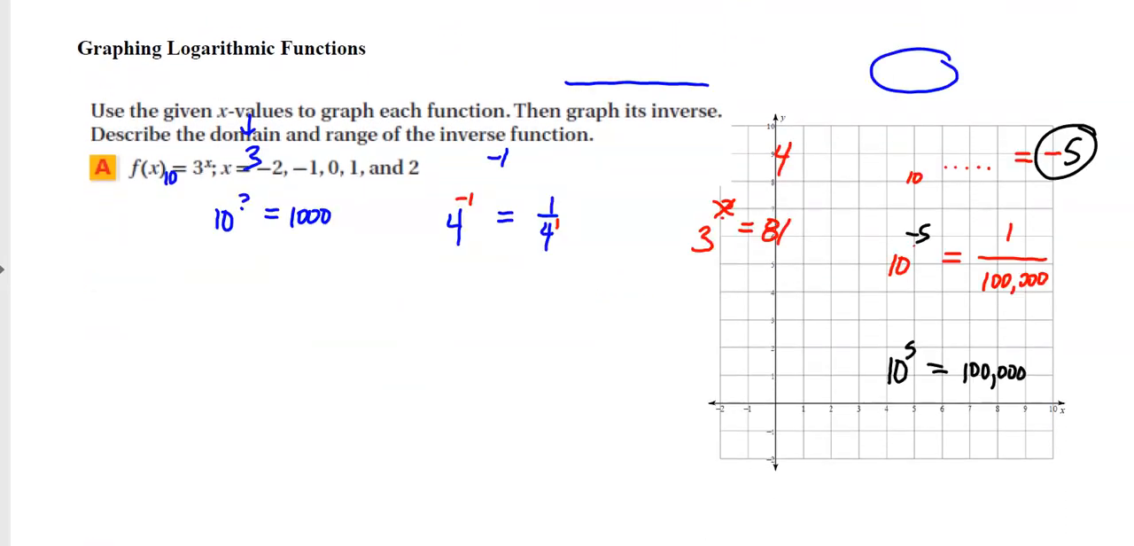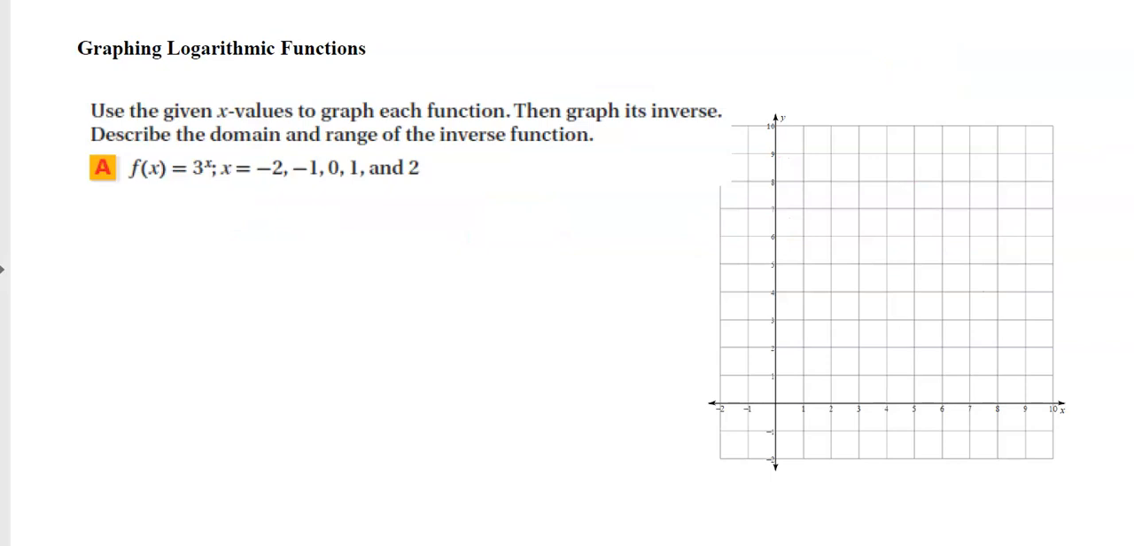All right, well, let's do some graphing. It says use the given x values to graph each function, then graph its inverse. So first let's make a table and graph these. Here's my function, I'm going to write it over here: y equals 3 to the x. And I'm going to make a table.